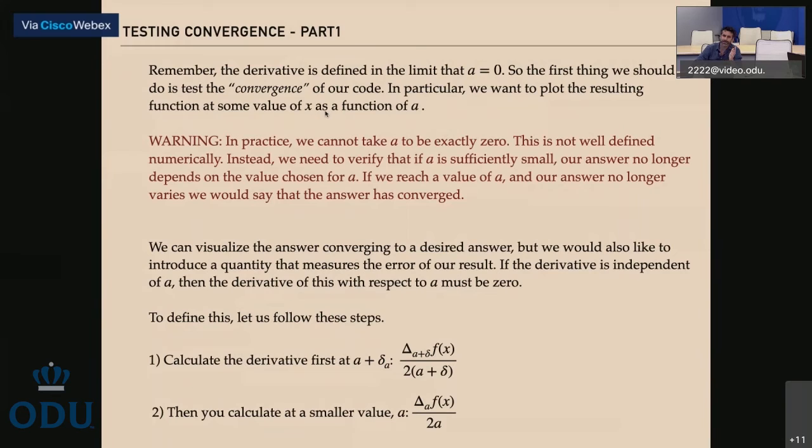And in practice, the issue is that we cannot take a to 0. We can't take this numerically. This is not well defined. The reason is that if you're dividing by 0, you get an infinity, and so the code doesn't really know how to make sense of this. And so what we can do is determine the derivative for a range of values of a, and test that as a becomes sufficiently small, the answer no longer changes, and so it becomes constant with a.